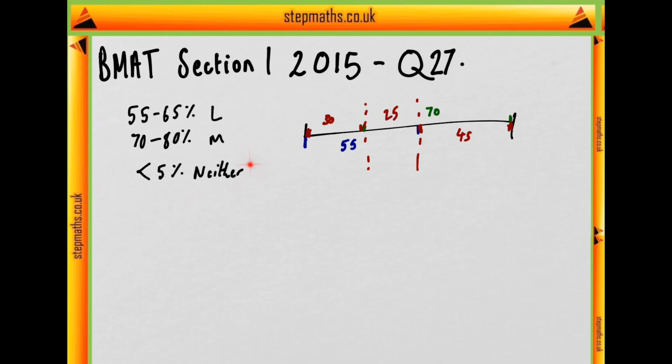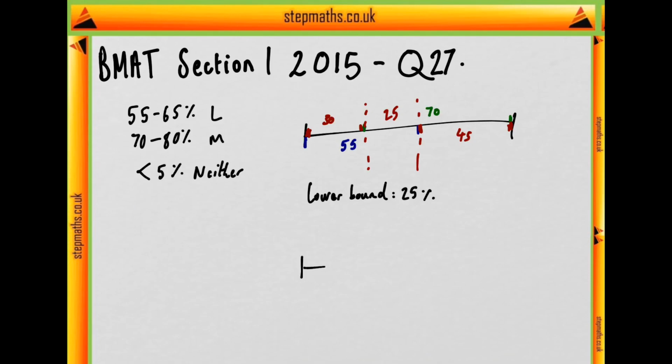There is the consideration of those who have neither a laptop or a mobile phone. Now, we didn't include this 5% neither value here, or less than 5% neither value. That's because the greater this neither value is, the greater the degree of overlap. Because, say, if 5% started on this side, we would have shifted this 70% further along, therefore increasing the amount of overlap.